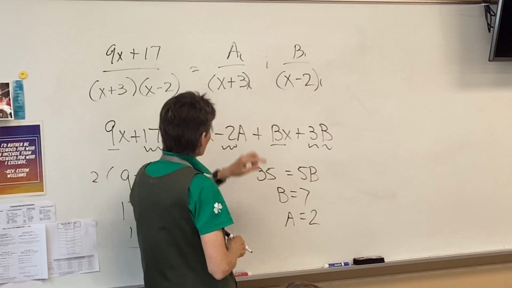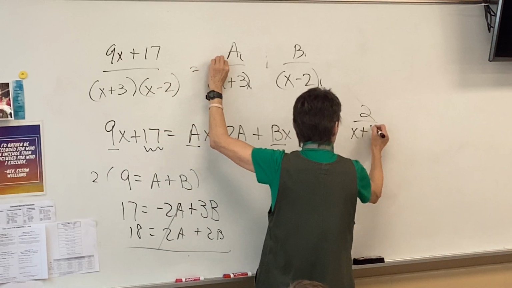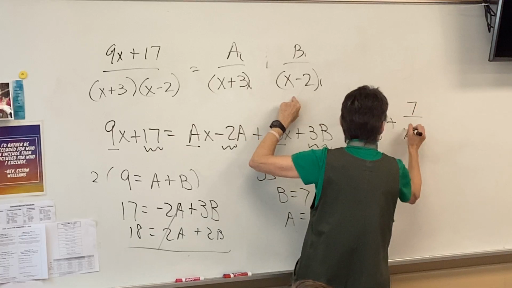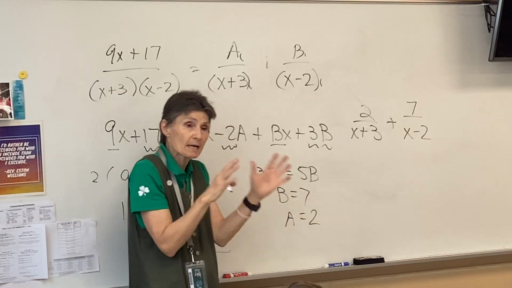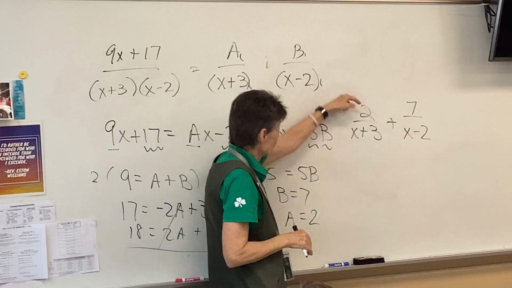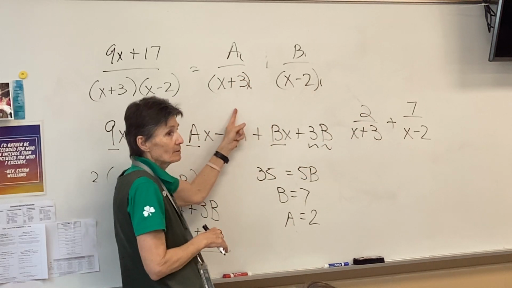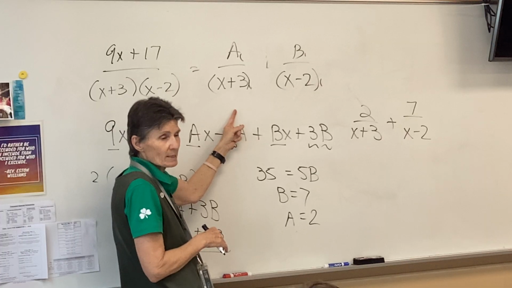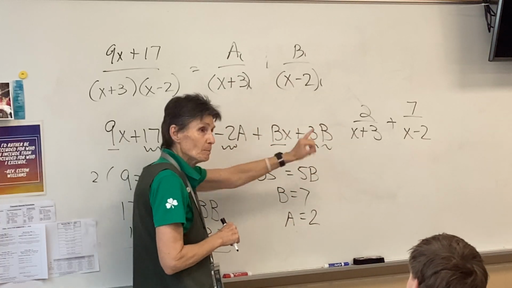So when you write your answer, 2 has to go over x plus 3. And 7 has to go over x minus 2. It doesn't matter which one you call A and which one you call B. What matters is when you write your answer, the 2 will be on top of that because that's the way I set it up. Does everybody understand what I'm trying to say here? That's the answer. And you gotta have them lined up correctly.